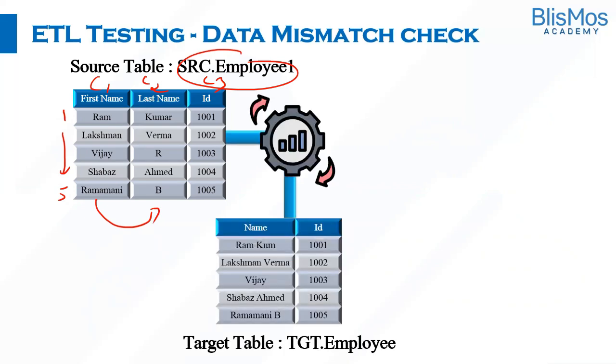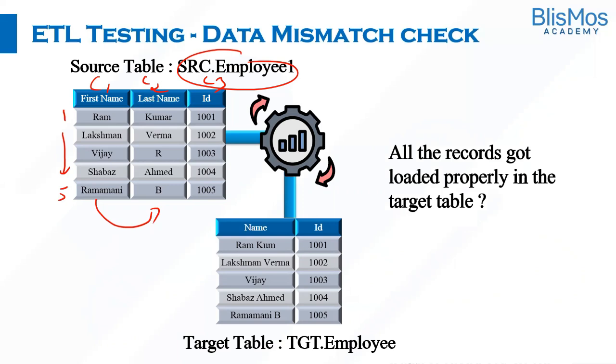Can you take a few seconds and observe, is everything fine in this particular target table? Do you think all the records are loaded properly in the target table as per the transformation? You got it right. Now, it has not loaded properly. If you see here, concatenation has to happen. Vijay has to be concatenated with the R. But only one Vijay is here, right? And also here, if you see, Ram Kumar has to come. AR is gone here, right?